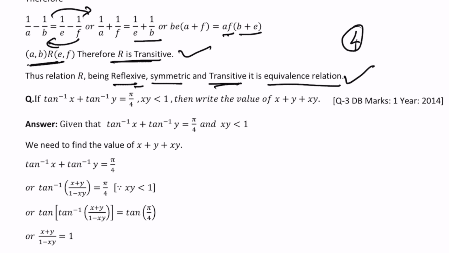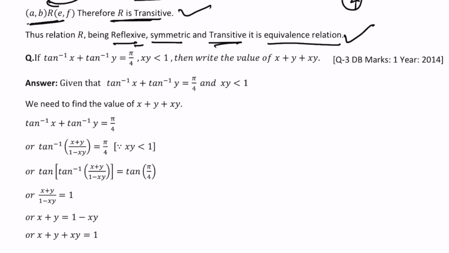Now this question came from inverse circular functions. It is given that tan inverse x plus tan inverse y equal to pi by 4. Okay, and given xy is less than 1, then write the value of x plus y plus xy. Okay, very simple question. This is a 1 mark question, that is why it is so simple. So this is given to me, and we have to find this. Tan inverse x plus tan inverse y is pi by 4, this is given.